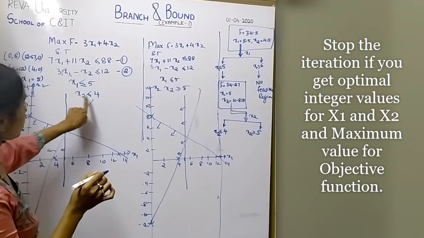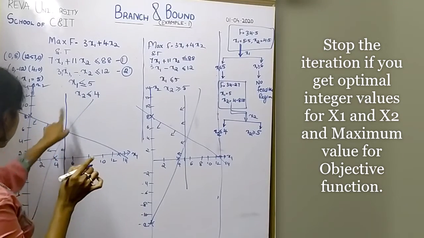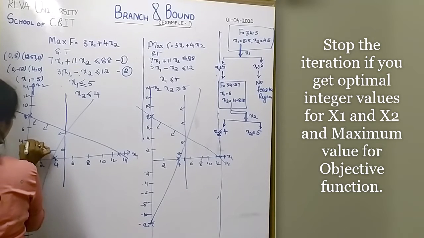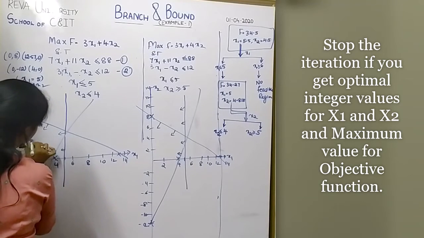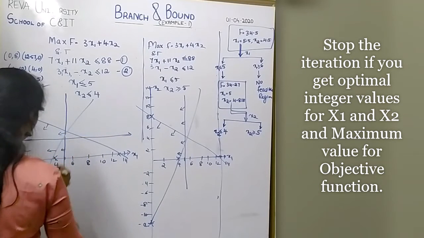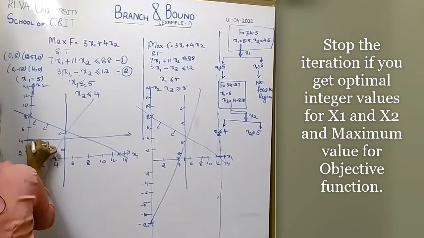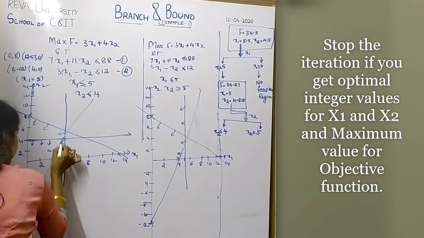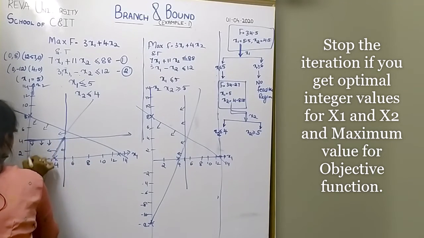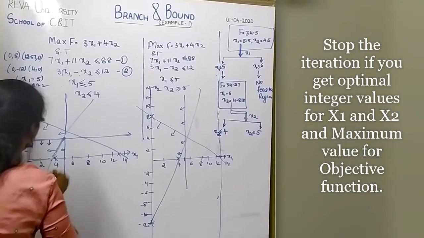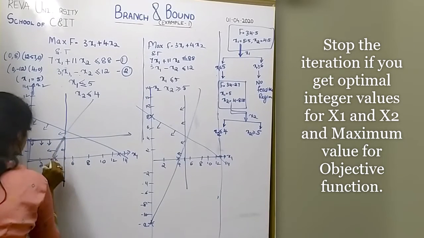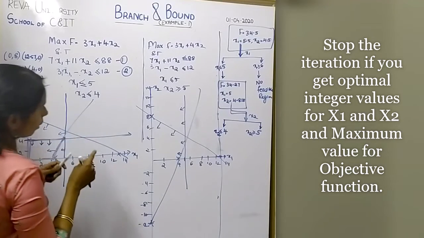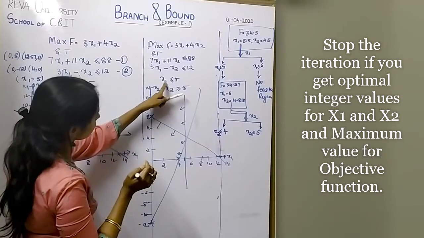Then x2 is less than or equal to 4. 4 is here, so you have to draw a line parallel to the x1 axis. So again you have narrowed down. Now your feasible region should be within this. Only these values are your feasible region.